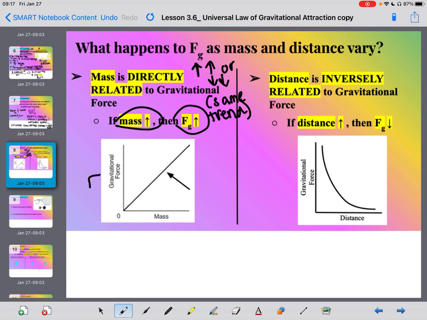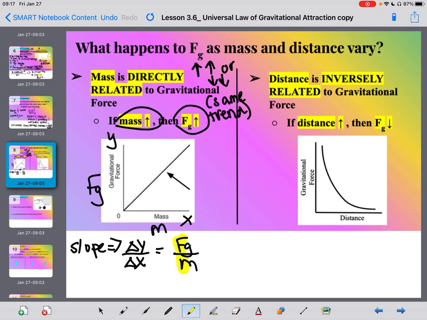You have the gravitational force, which is Fg, and you have mass on the bottom. If I were to take the slope of this graph, and if you recall, slope is the change in y over the change in x. So mass is my x-axis, gravitational force is my y-axis. That means I would have Fg over m. Whoa, this looks awfully familiar.